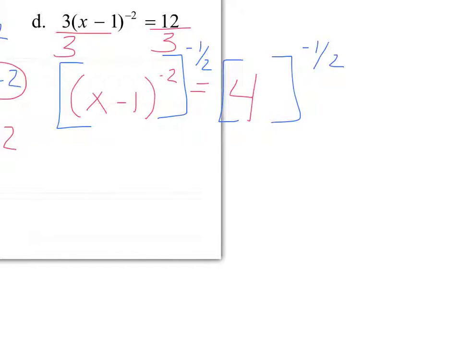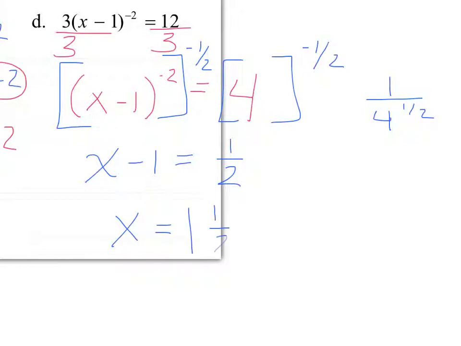And then I'm going to get x minus 1. Negative 2 times negative 1/2 is 1, so therefore I did my job. And then 4 to the negative 1/2 power is really, if you think about it, going to be 1/4 to the 1/2, which equals 1/2. Right, because the square root of 4 is 2. Then you're going to add 1, so x is equal to 1 and 1/2.